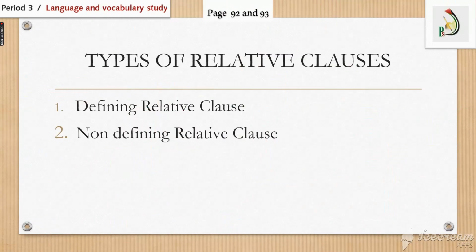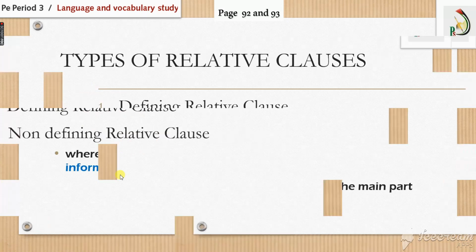Now, this is our main topic of this period. I gave you the background study. Now, let's go to the main topic. Here we are going to take the types of relative clause. We have two relative clauses: number one is defining relative clause and non-defining relative clause. As you can see, one is positive and the other one is the opposite of it. Defining, it tells something, and non-defining, it doesn't tell something. Let's go and read the details.